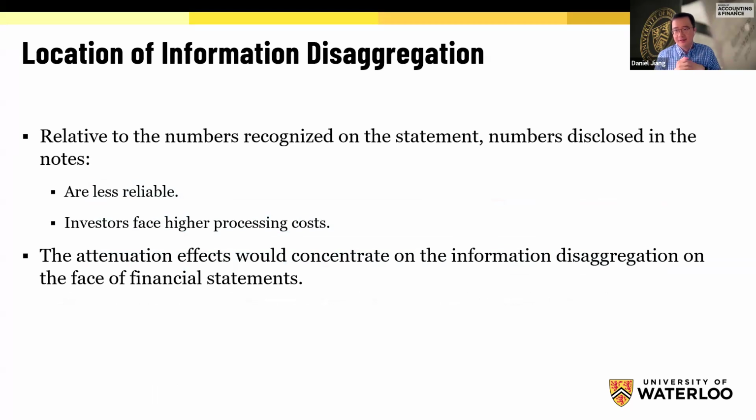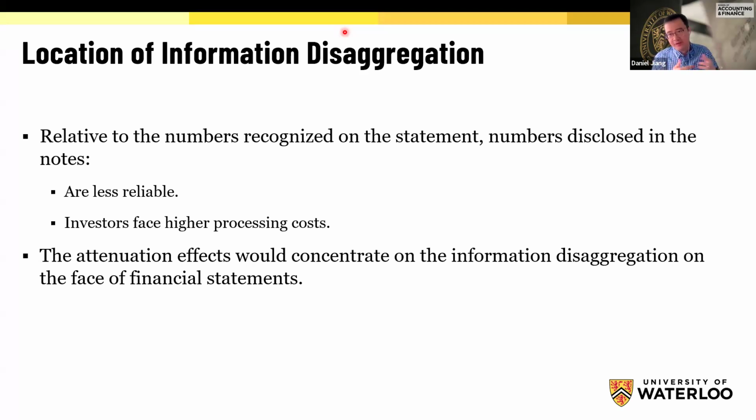In particular, investors find that the accounting numbers disclosed in the note have lower reliability, and investors would face higher information processing costs for numbers disclosed in the note relative to the numbers recognized on the face of the financial statement. Following this argument, if information disaggregation could attenuate the OP anomaly, then we would expect the attenuation effect to concentrate on the information disaggregation happening on the face of the income statement.